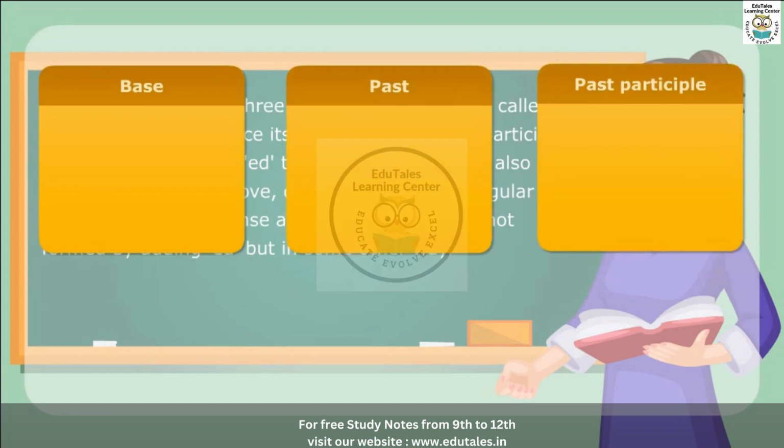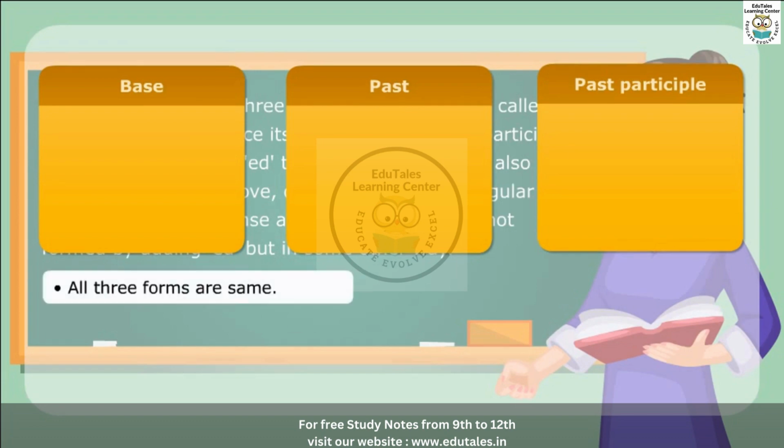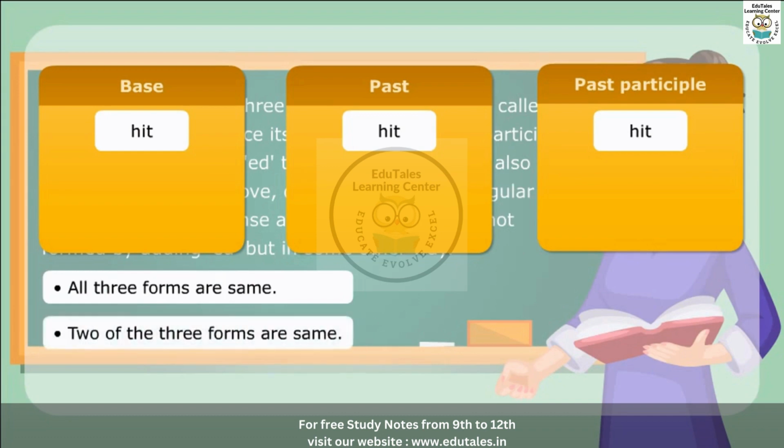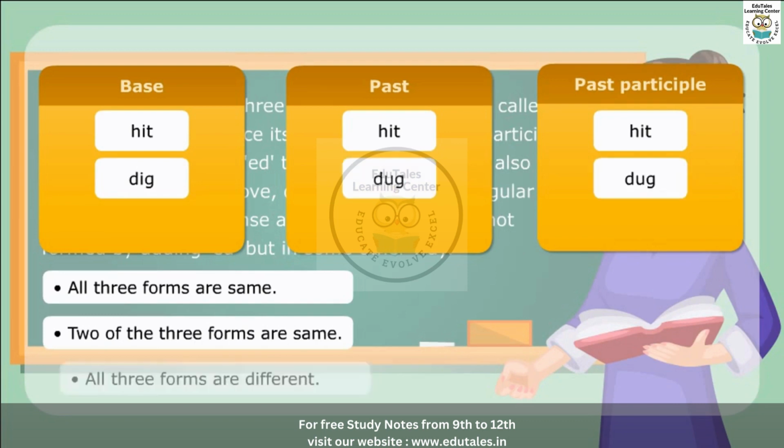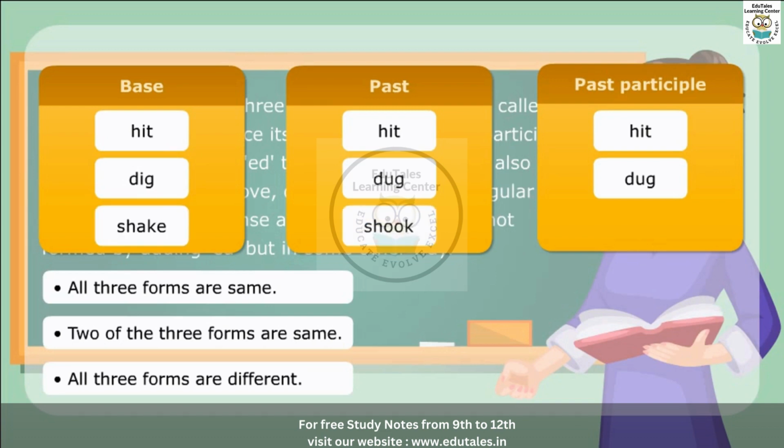Let us look at some rules for irregular verbs. All three forms are same. Example: hit, base; hit, past; hit, past participle. Two of the three forms are same. Example: dig, base; dug, past; dug, past participle. All three forms are different. Example: shake, base; shook, past; shaken, past participle.